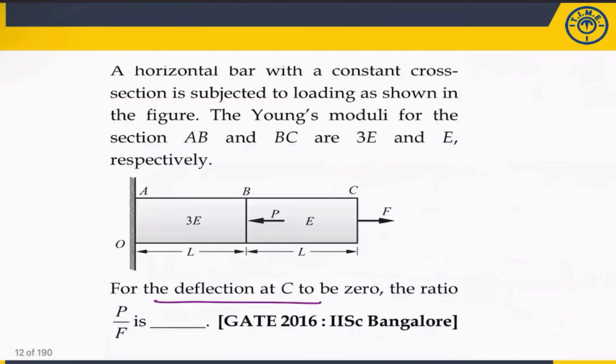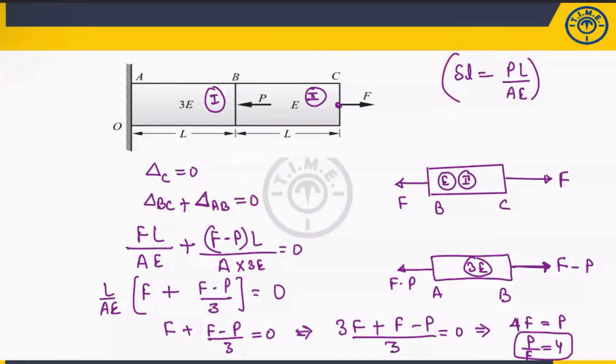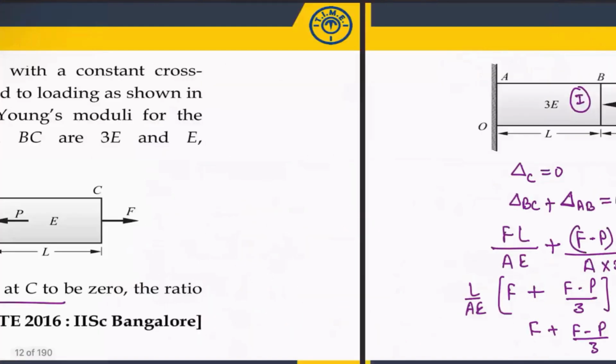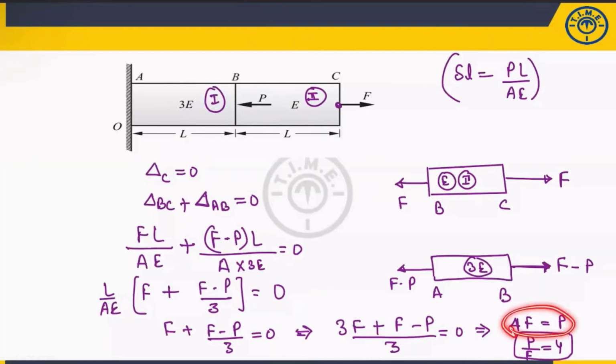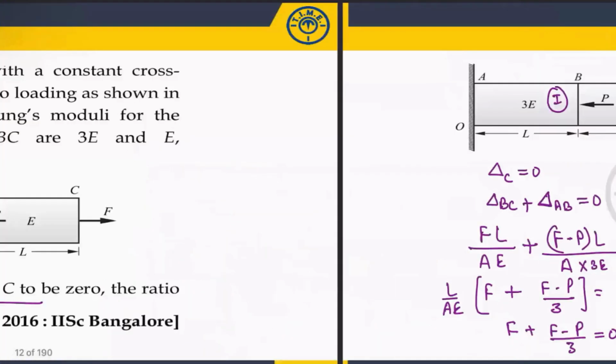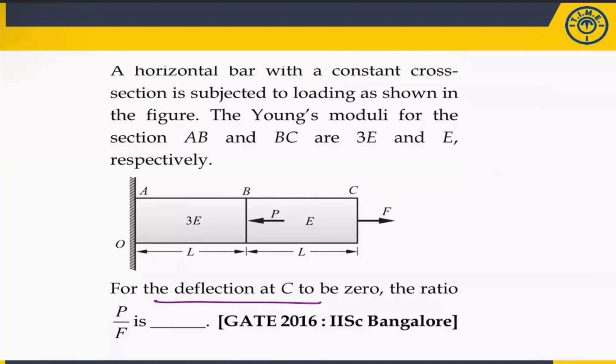So what is the correct answer? The correct answer for this question is 4, and this question was asked for 2 marks. If you understood how to calculate the force, the remaining is just this formula. But there is one more mistake students make. The question asked for the ratio of P by F, but in a hurry students write F by P is equal to 1 by 4, which is 0.25, and they keep 0.25, so they get 0 marks. So before answering, just read the question carefully to see whether it asks for the ratio of P by F or F by P.